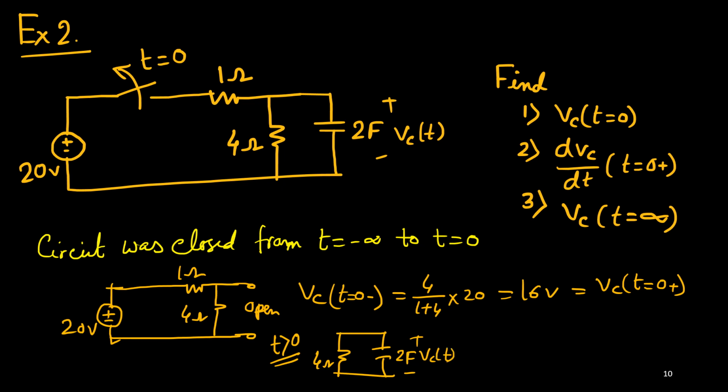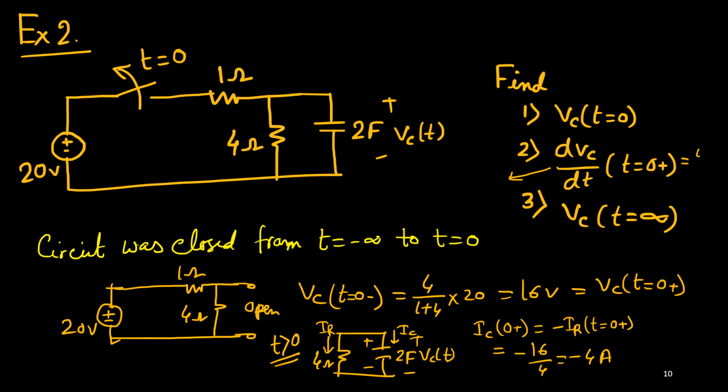But at t equal to 0, its value was 16. So if this voltage is 16, what is the current through the resistance? That is 16 by 4 ohm. So this current is IC and this current is IR. So IC at 0 plus will be minus IR, negative side, at t equal to 0 plus, and that value is 16 by 4 equal to minus 4 ampere. So you see C dVc/dt is IC. If you divide by C, this is 4 upon 2, that is 2 volt per second.